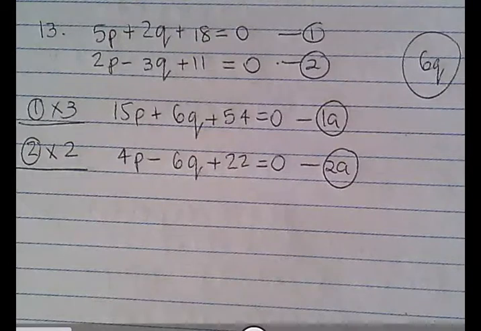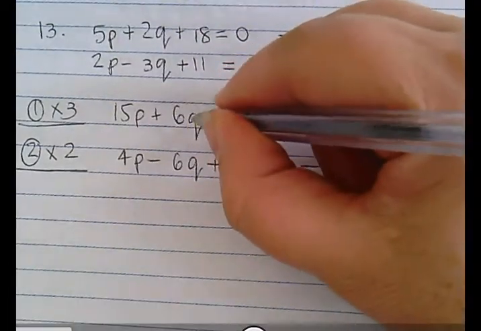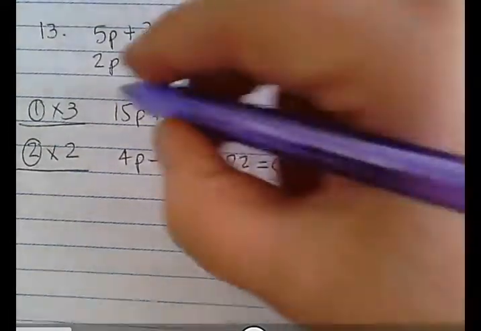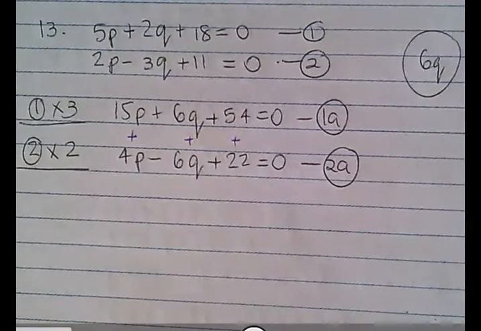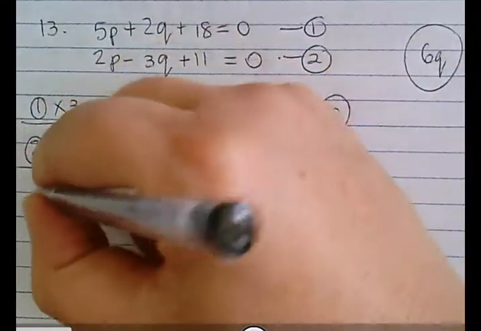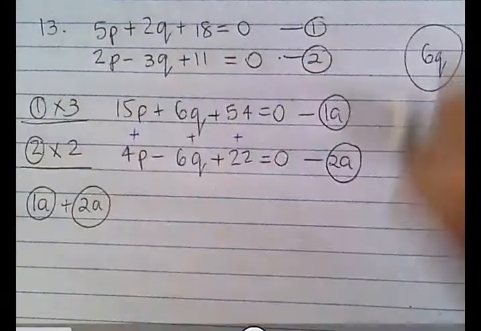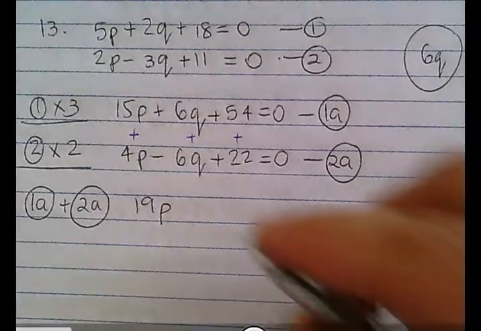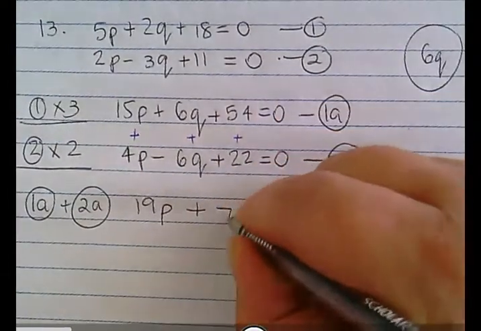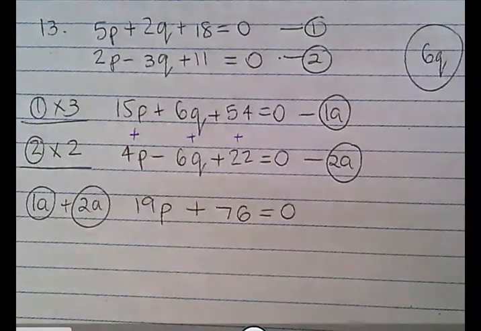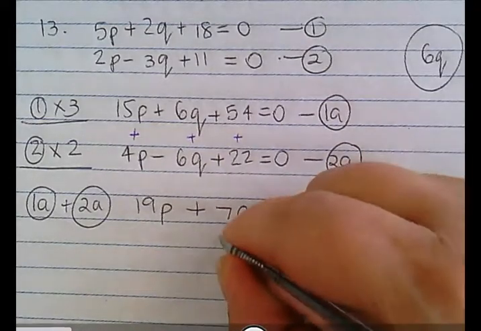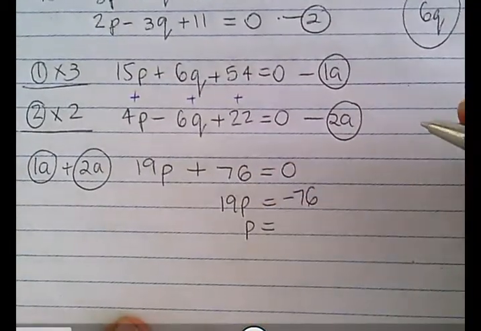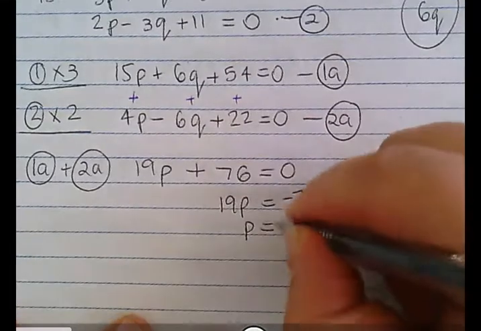Do you get it? If you subtract, you will get 6q take away negative 6q, which is 12q, and you do not eliminate. So we are going to add the two equations together. So it's 1a plus 2a, and that gives me 19p plus 6q minus 6q is 0, plus 76 is 0. I'm hoping it's about 4, is it? Yeah. So 19p is negative 76. P is negative 76 over 19, which is negative 4.